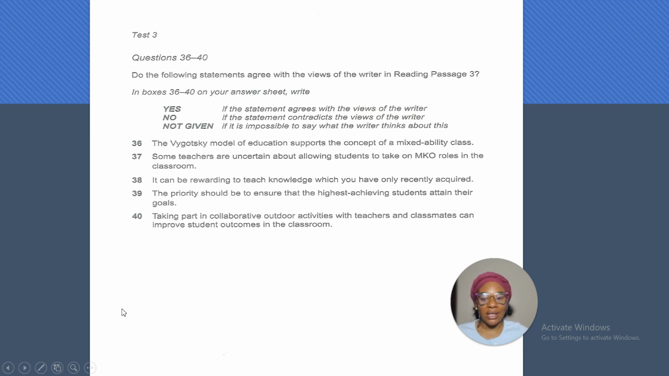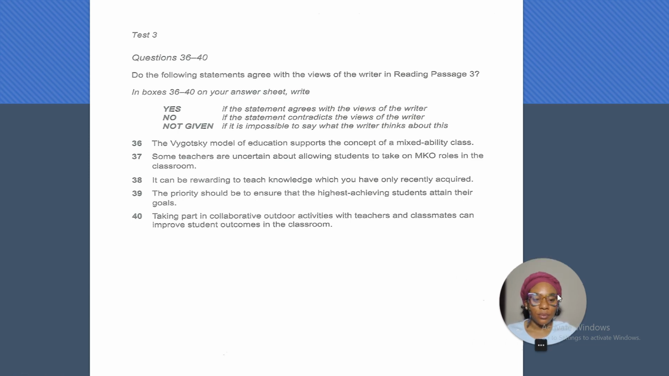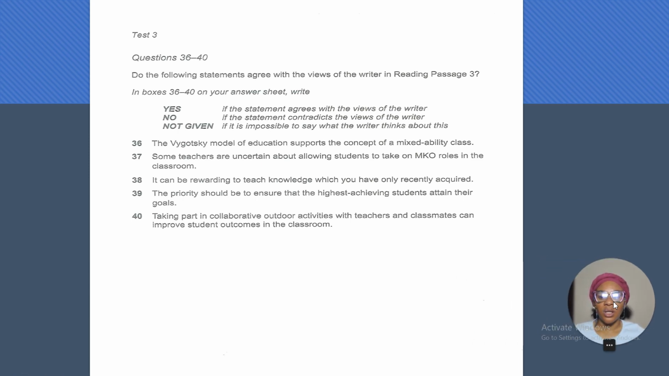Okay, you realize it's a yes, no, not given question type. And what are you supposed to do here? You pick yes if the statement agrees with the views of the writer. Okay, this is actually the key difference between yes, no, not given and true, false, not given. True, false, not given has to do with facts, factual information from the passage.